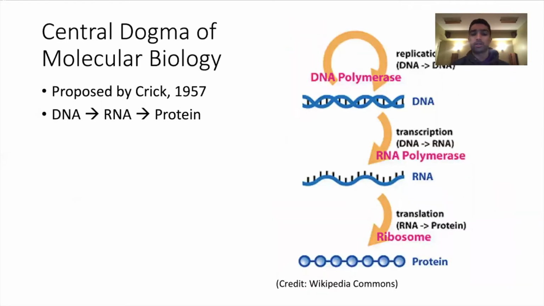So the central dogma of molecular biology plays a very, very big role in everything we're going to talk about. It was first proposed by Crick in 1957, and it states that DNA is transcribed to RNA, which is translated to protein. So you can see that on the right-hand side over there. DNA has an arrow going back to it because it replicates itself, but then it gets transcribed into RNA, and that gets translated into protein.